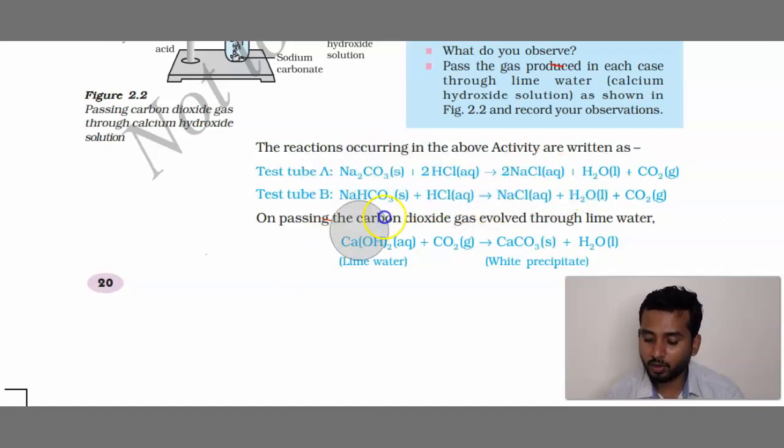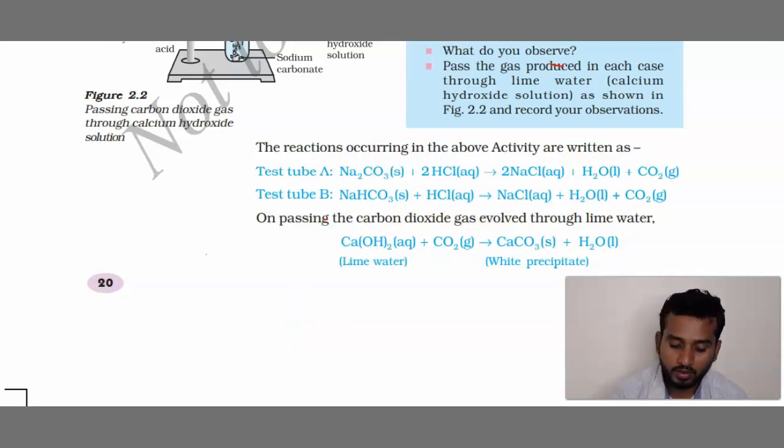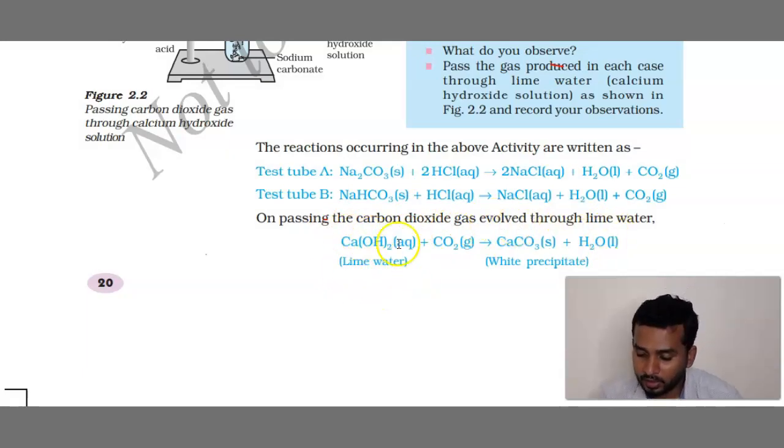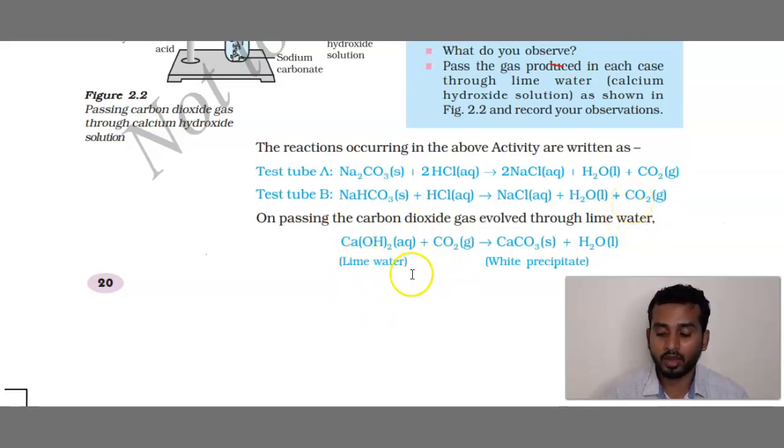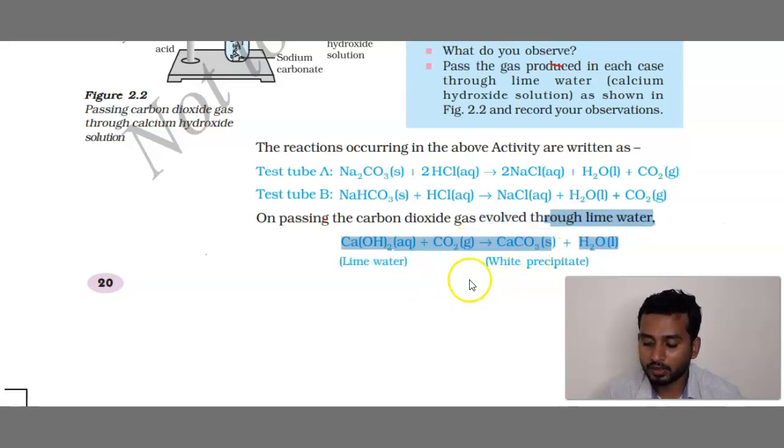Now these products are formed, right? So we pass the carbon dioxide gas evolved through lime water. What happens? Calcium hydroxide plus carbon dioxide gives calcium carbonate and water. When we pass the gas we have got, carbon dioxide, through lime water, it gives calcium carbonate.